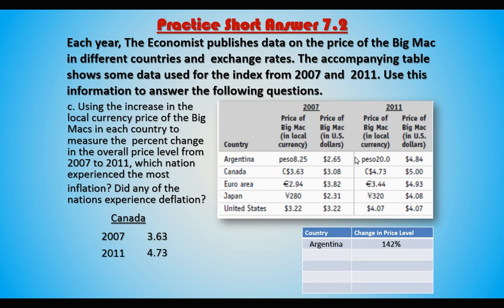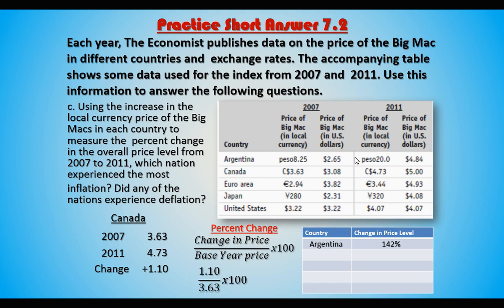So we're going to take, again, the difference between the 2 years. So we're going to have a change of 1.10. I believe they have Canadian dollars is what they just call their currency. So they have increased the cost of their Big Mac in their local currency by $1.10 in Canadian dollars. We take that as a proportion of the base year price. So 1.10 as a proportion of the base year price, which is 3.63. Multiply that by 100 to get the inflation rate. In this case, it's going to be 30% for Canada.